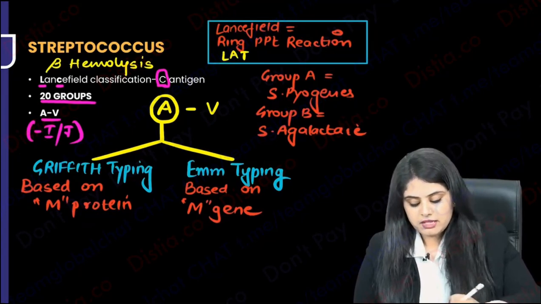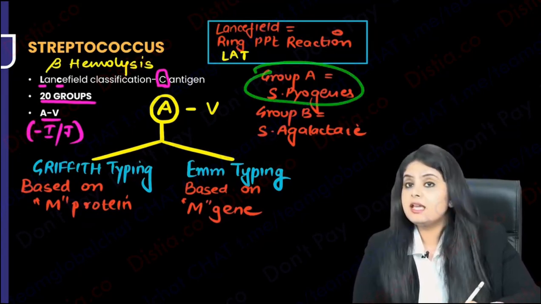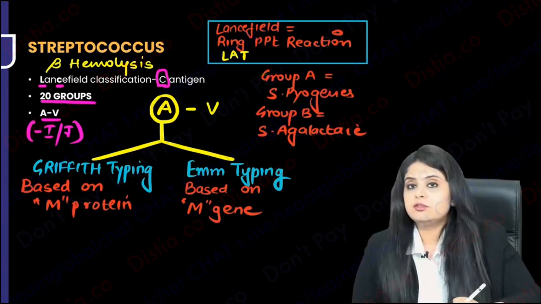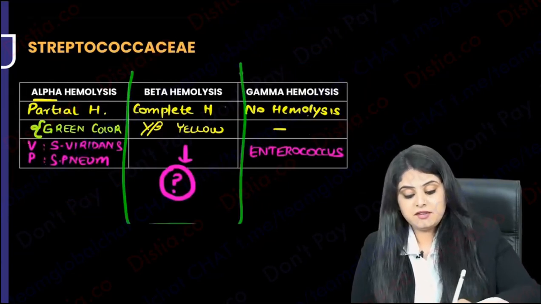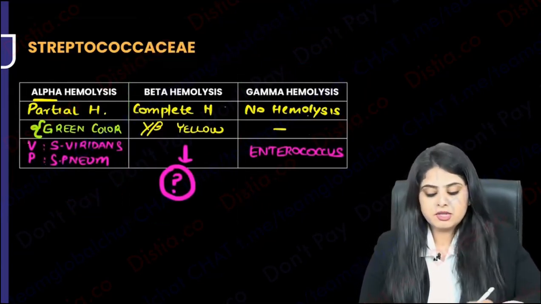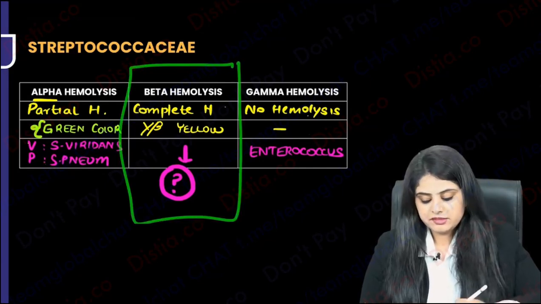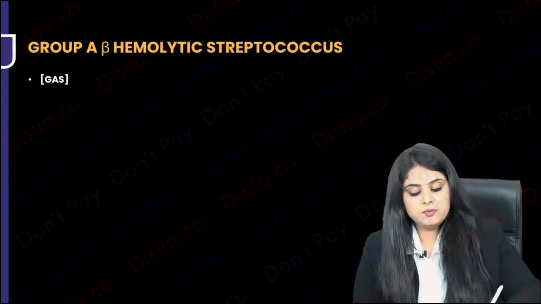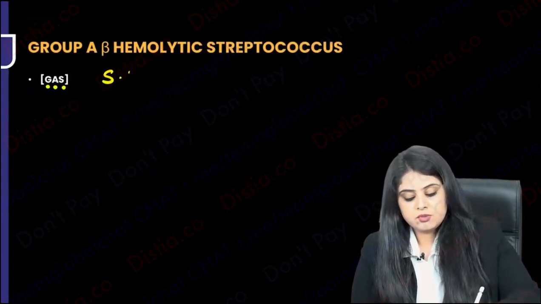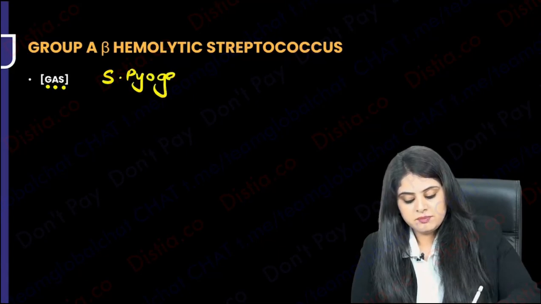Can we move forward and start off with this one? Group A, beta hemolytic streptococcus. I'm actually not going on to the other families. I'm starting with this family only because we've spoken so much about it. So let's start with beta hemolysis. Under beta hemolysis, let's start with group A. And what do you want to call it? I just told you. Group A, beta hemolytic streptococcus is said to be Streptococcus pyogenes.